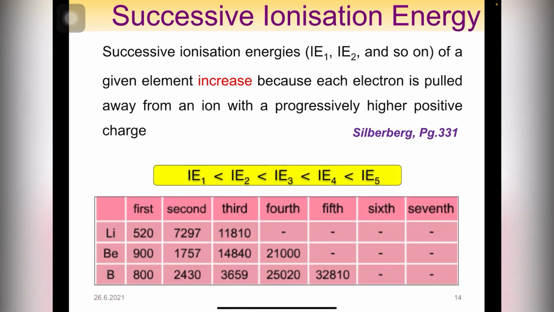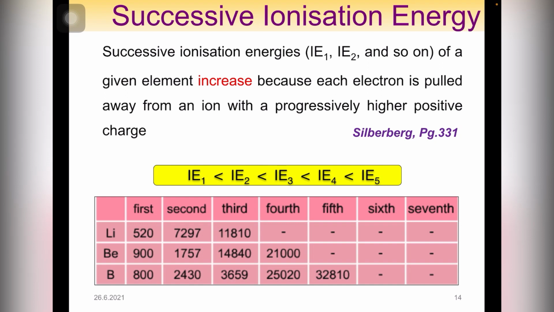So this is the example, ionization energy for 3 elements: lithium, beryllium and boron. Lithium, we know, has 3 electrons. The first ionization energy is lower compared to the second and third. It shows that the third ionization energy is for the inner electron that is nearer to the nucleus.